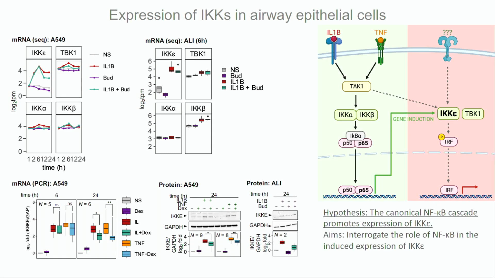So my hypothesis, because IKK epsilon was induced by inflammatory signaling, was that the canonical NF-κB cascade over here promotes the expression of IKK epsilon. And this may allow for potentiation of that signaling event, or allow for other signaling molecules to come in and activate IKK epsilon at other time points. And that's what I would be doing for this project, is interrogating the role of NF-κB in the induced expression of IKK epsilon.